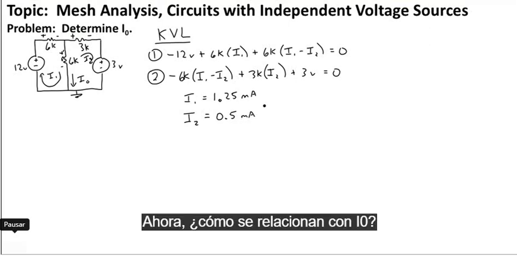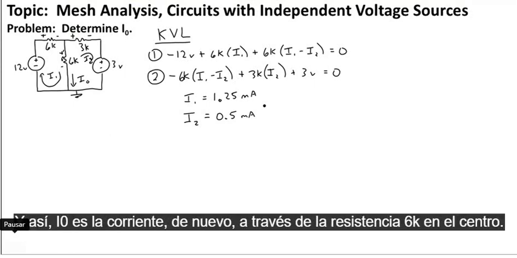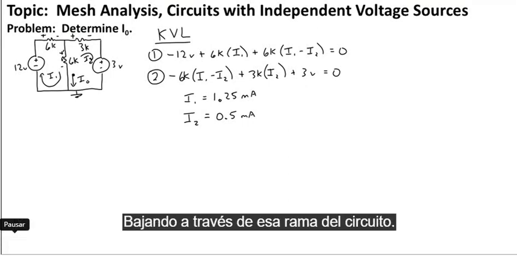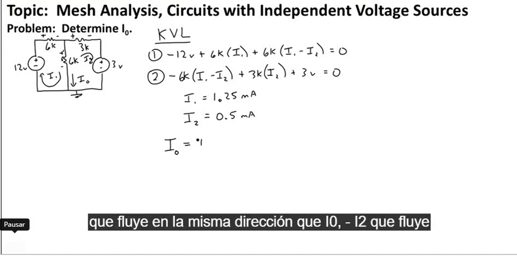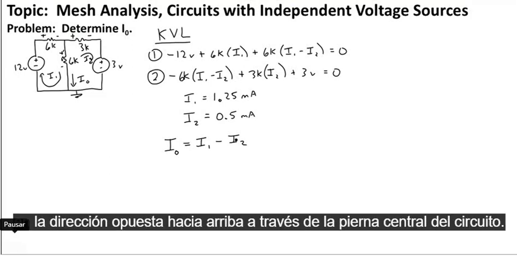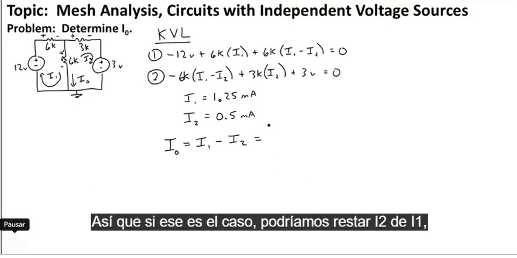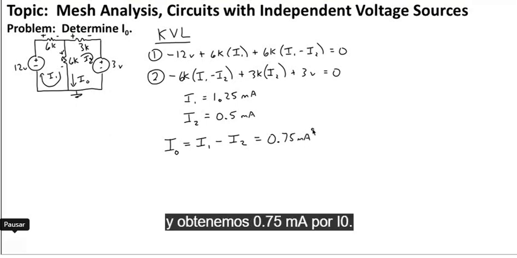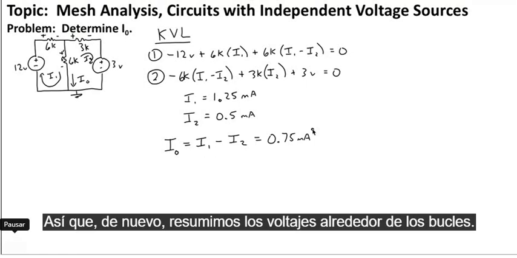Now, how do those relate to I0? Because we're really looking for I0. And so I0 is the current, again, through the 6 kilo ohm resistor in the center going downward through that leg of the circuit, through that branch of the circuit. We know that I0 is going to be equal to I1, which is flowing the same direction as I0, minus I2, which is flowing the opposite direction up through the center leg of the circuit. So if that's the case, we can subtract I2 from I1, and we get 0.75 milliamps for I0. So we, again, summed up the voltages around the loops.